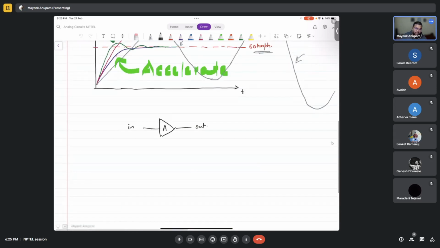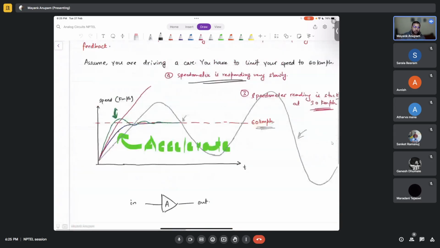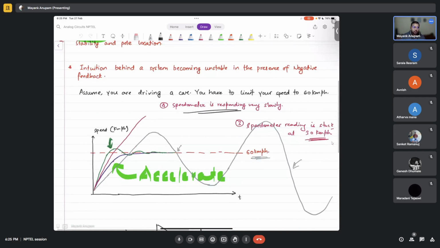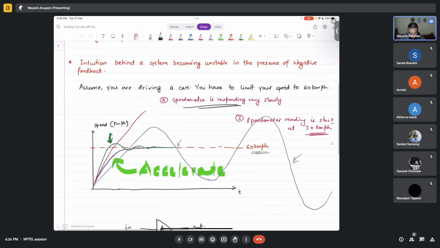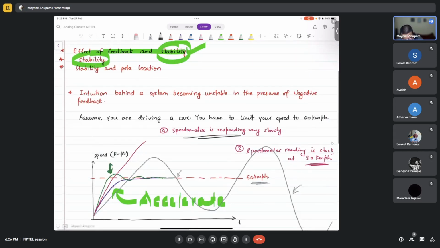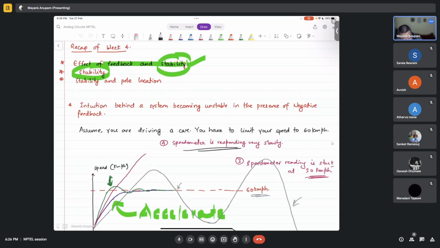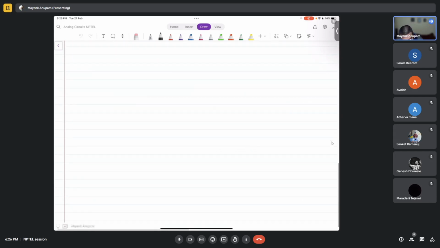Just now I explained that stability is very much dependent upon how much time it takes for the loop to respond to the input, isn't it? So if the loop is very slow, if the feedback is very slow, there is a possibility of instability in the loop, in the negative feedback. So the whole idea of correlating stability with poles is based on the idea which I just explained. Let me talk about how it works.